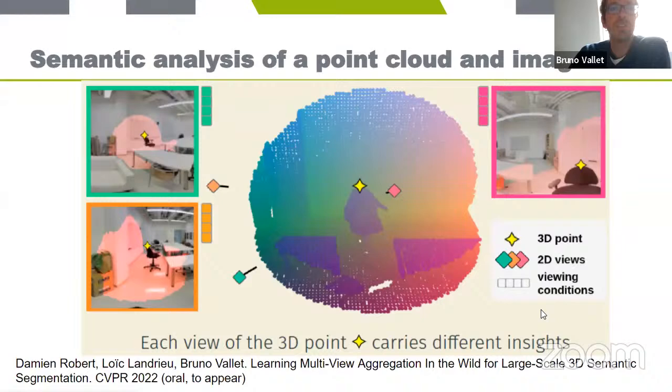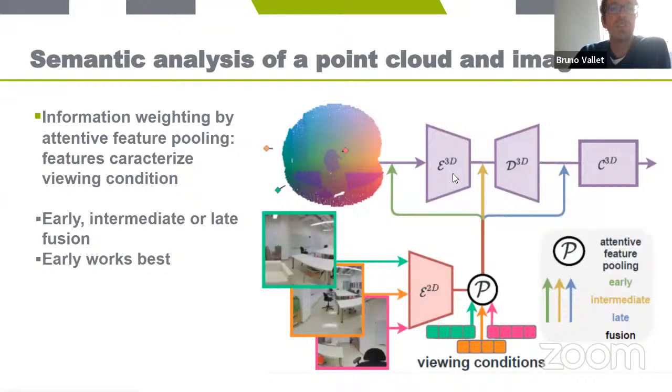So then they proposed an architecture that is quite simple. In fact, you have a 3D UNet to process the point cloud that is displayed at the top in purple. You have a 2D encoder to encode features out of the individual images. You have your viewing conditions that are also encoded, and the core, in fact, of the process is an attentive feature pooling that is going to weight these features that come from the image and the features that come from the LiDAR in order to produce the final semantics.